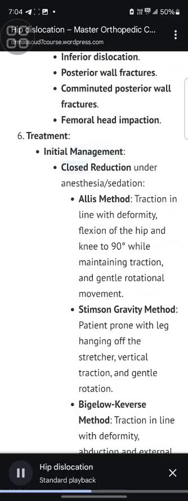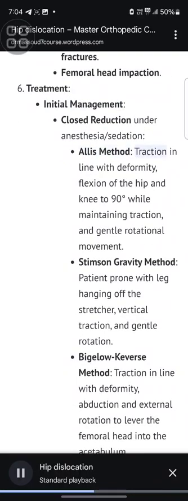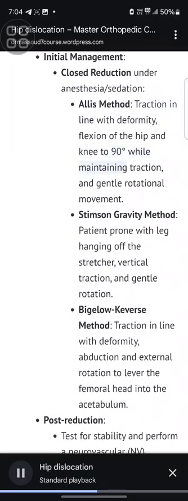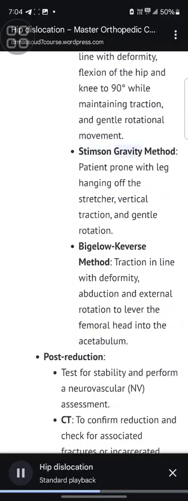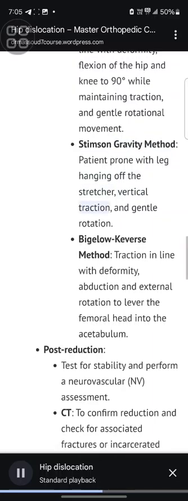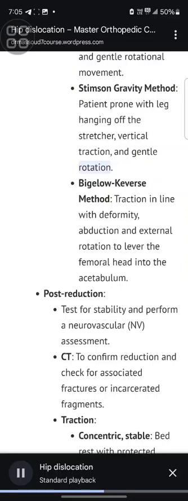6. Treatment. Initial management: closed reduction under anesthesia, sedation. Allis method: traction in line with deformity, flexion of the hip and knee to 90 degrees while maintaining traction, and gentle rotational movement. Stimson gravity method: patient prone with leg hanging off the stretcher, vertical traction, and gentle rotation.